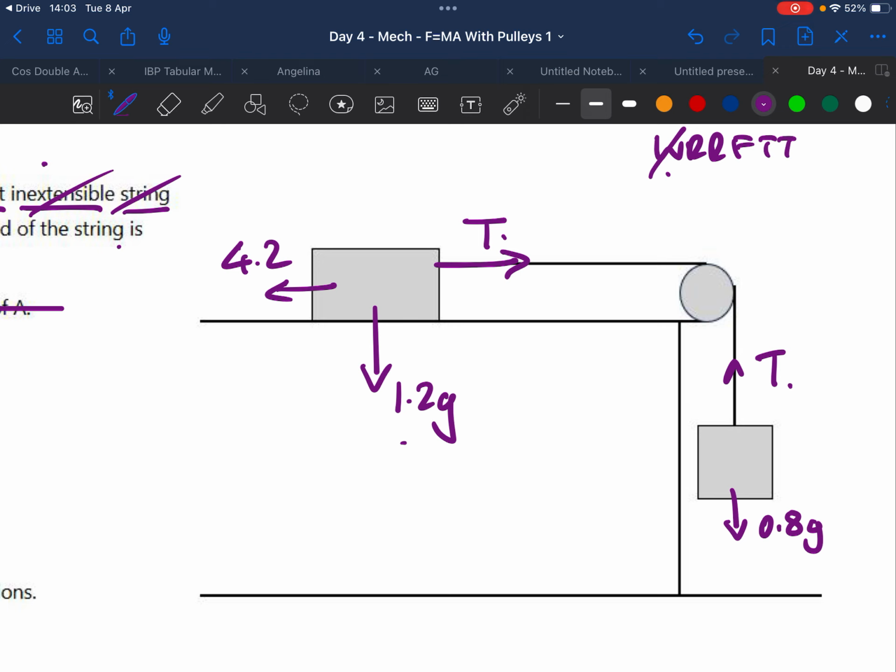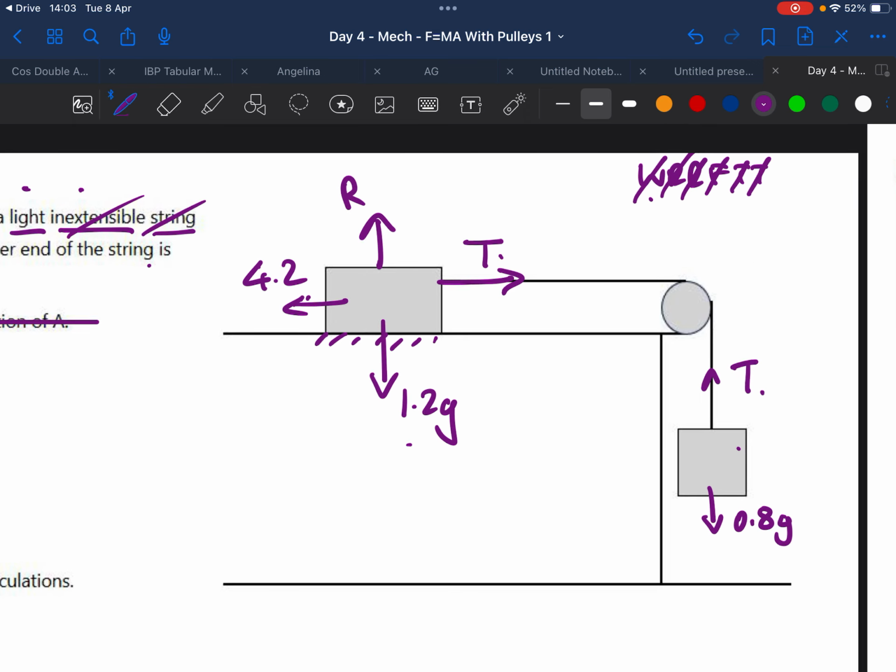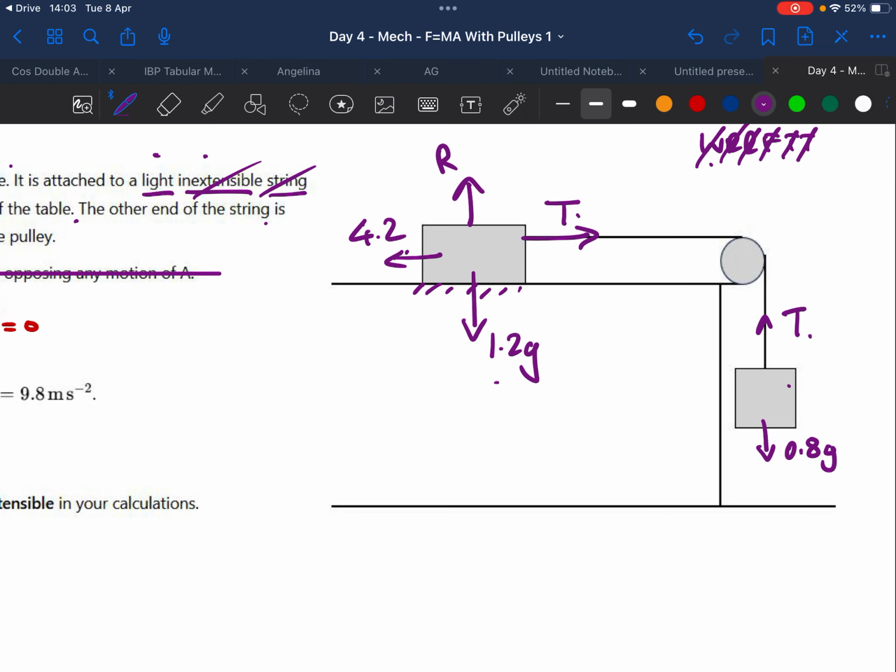Reaction, right, this would actually have a reaction. It might not be useful in this particular question, but because it's in contact with a table, there is a reaction. There's no reaction because this hangs freely. Resistance, yes, there was a specific resistance of 4.2 given to me, which was also the friction in this case. Tension is there, and there were no other forces. So my force diagrams are complete, and that's a pretty common kind of force diagram question.